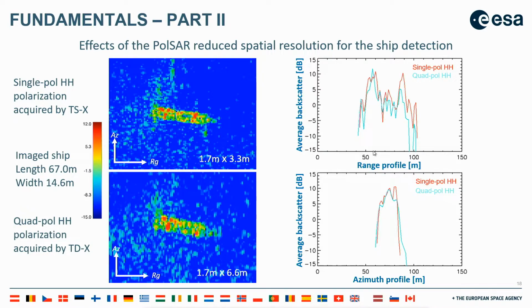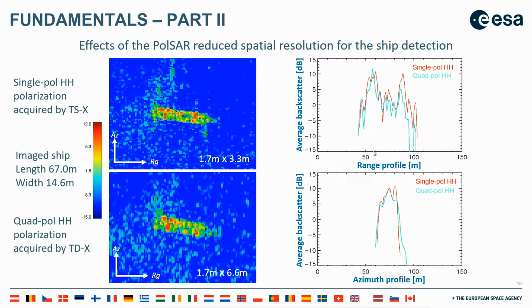And on the bottom, you see the HH channel acquired with the quad pole mode, right? So the effect of the loss in resolution, you can see it. Here in the two pictures, the radar signal strength is color-coded from blue to red. Red means you get very high backscatter, so most of these points are kept. You see that there is quite a good match, at least in the left part of the ship.